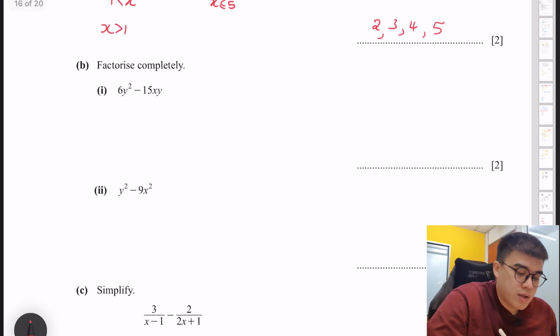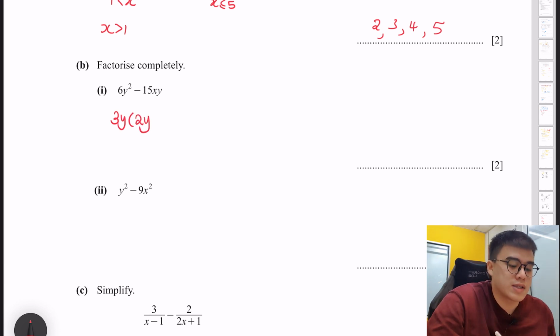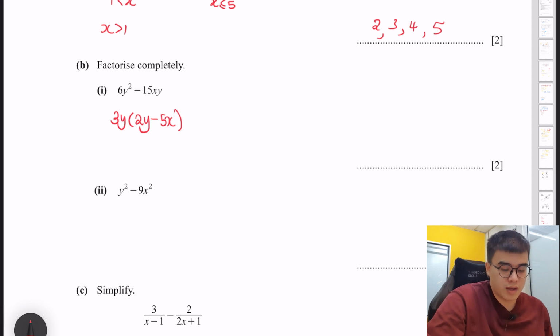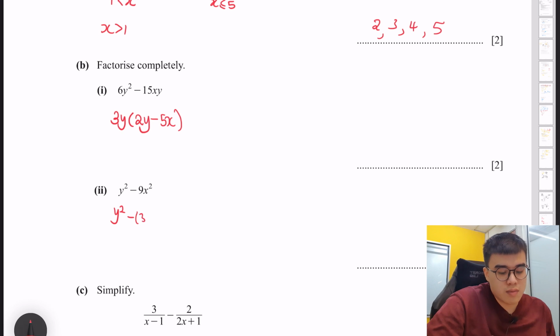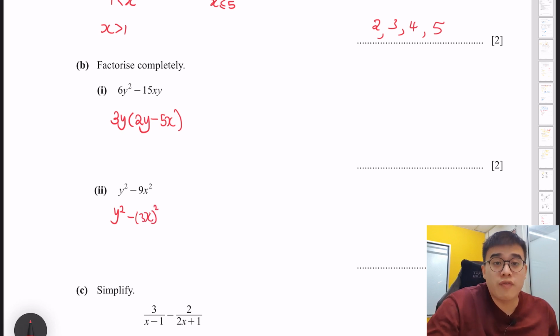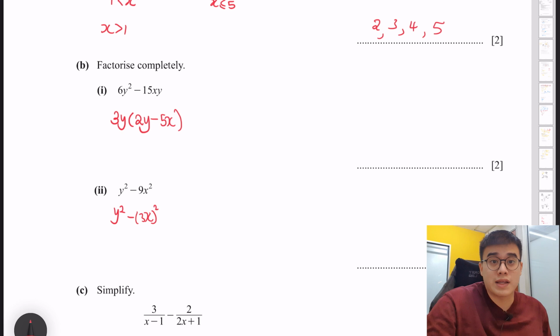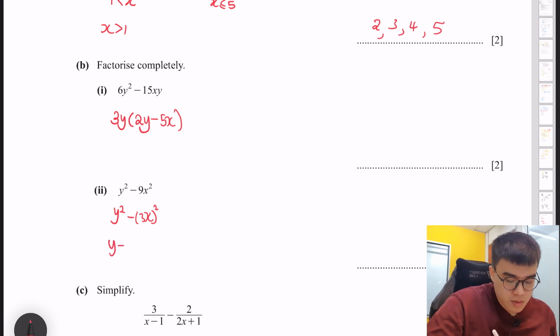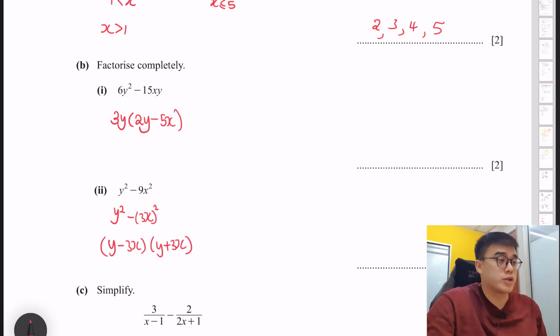As for the next one, the thing that we're repeating here is 3y. After taking 3y out, I have a balance of 2y inside for the 6y squared. I will have a 5x for the 15xy over there. As for the one at the bottom, please categorize them together first before you apply the a plus b, a minus b concept. So y minus 3x and y plus 3x. So this is for part 2.